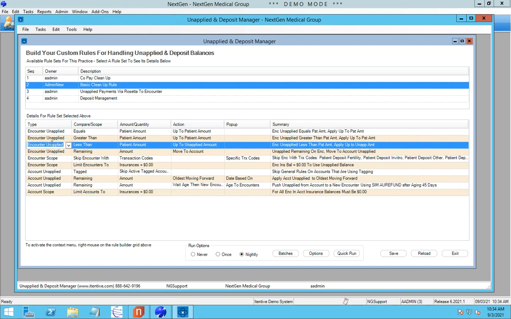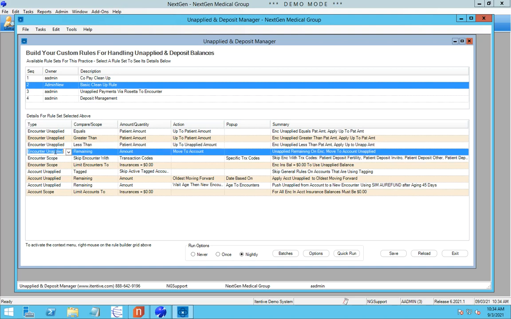If we're doing equals and greater than, obviously let's have a case for less than, if the encounter unapplied is less than the patient amount. And then last, what do we do with those remaining amounts on the encounters? So we've tried to apply the money, maybe there were no balances to apply it against, or maybe there was unapplied money that was greater than the patient amount. Well, we're going to move that up to the account. And the reason you'd likely move it up to the account is because at the account level, with account unapplied, you can then take that money and apply it against other encounters. So you can kind of move it along.